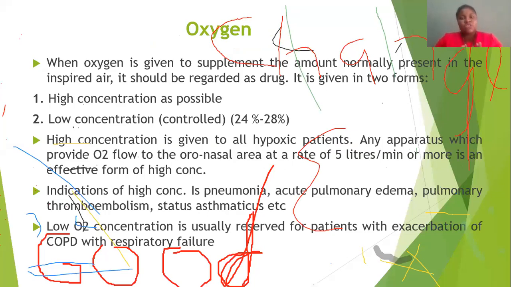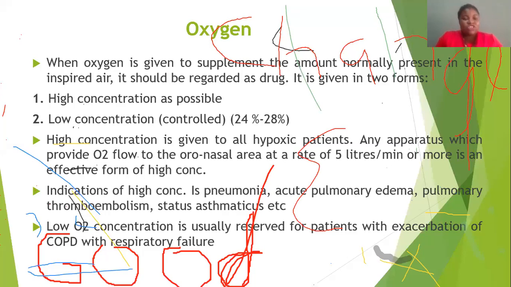And oxygen comes in two forms. It comes either in high concentration or in low concentration. The high concentration is usually given to hypoxic patients. And any apparatus that you use to give oxygen at a rate of 5 liters per minute or more can be said to be a form of high concentration delivery of oxygen.